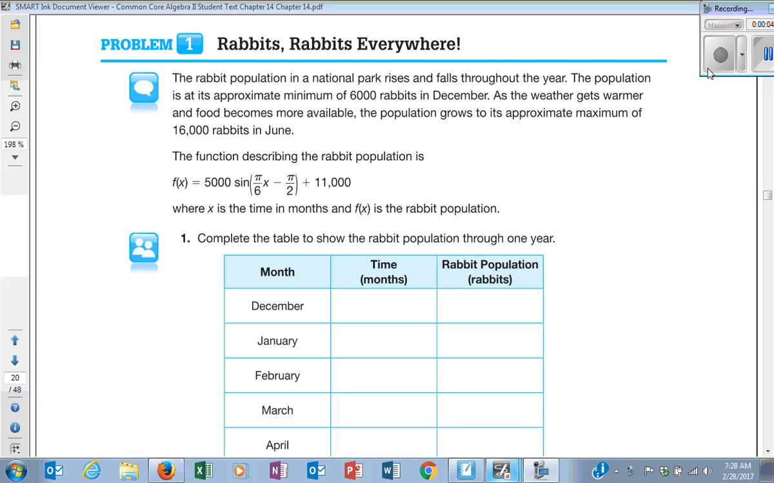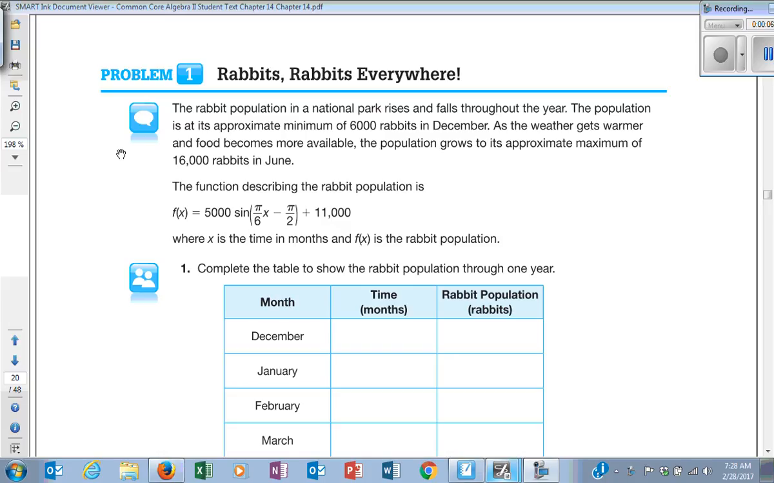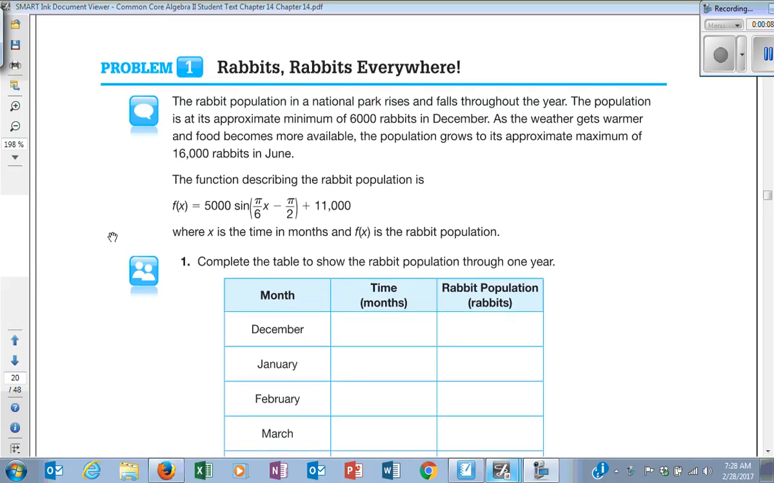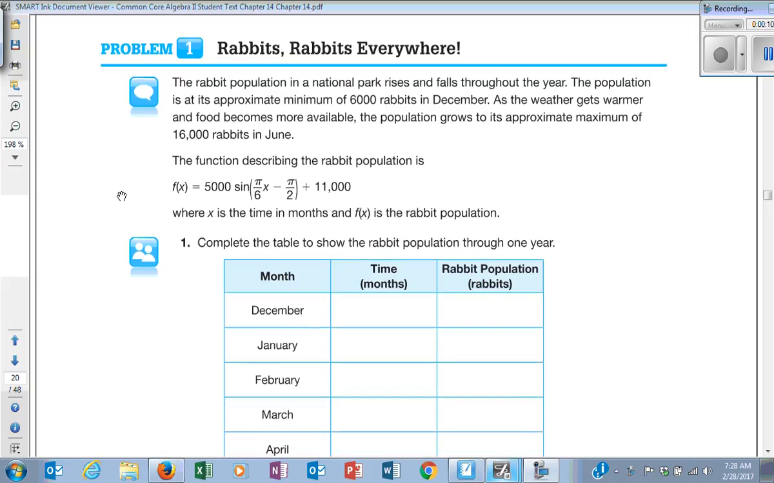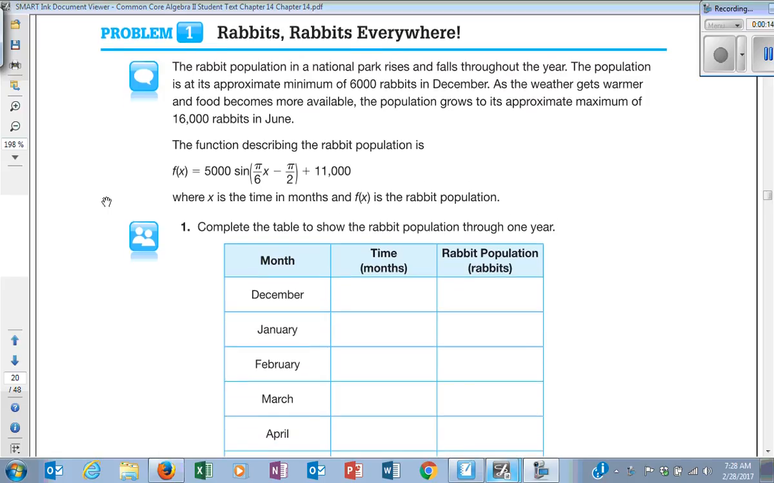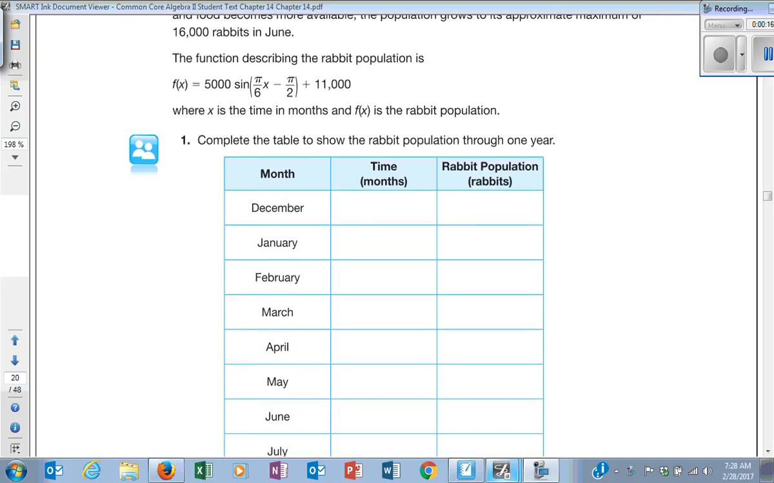So the rabbit population in the national park rises and falls throughout the year. The population has a minimum of 6,000 rabbits in December. As the weather gets warmer, food becomes more available. The population grows to a maximum of 16,000 in June.